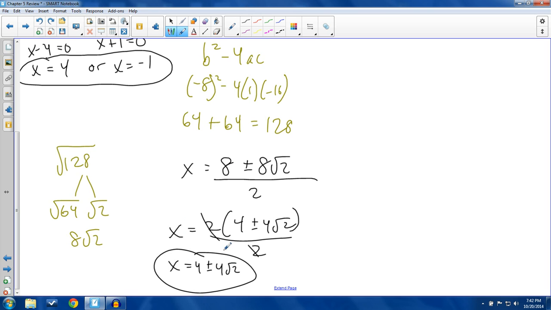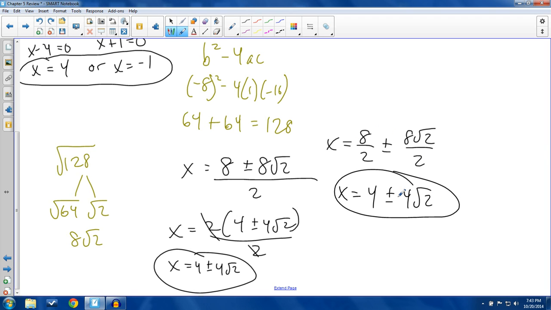Okay? You may either do that, or you may separate this. So it says x equals 8 over 2 plus or minus 8 root 2 over 2. And then divide 8 over 2, and divide 8 root 2 over 2 right here. You get 4 plus or minus 4 root 2. Same thing.